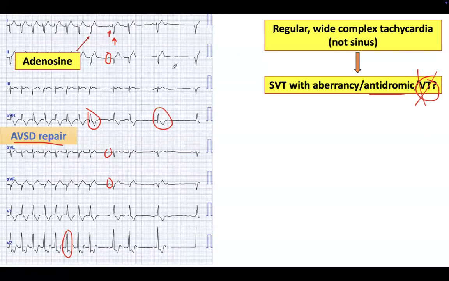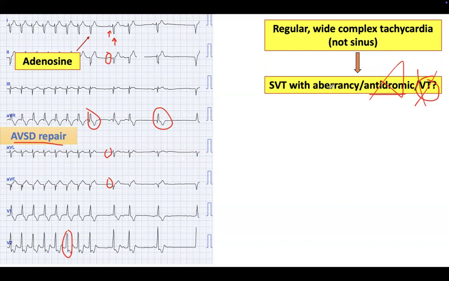Okay. Antidromic SVT, we said you should expect wide change to narrow. And there's delta wave. Do you see delta wave or wide changing to narrow? No. So it's not antidromic SVT, right? The QRS is as it is. So SVT with aberrancy, right?